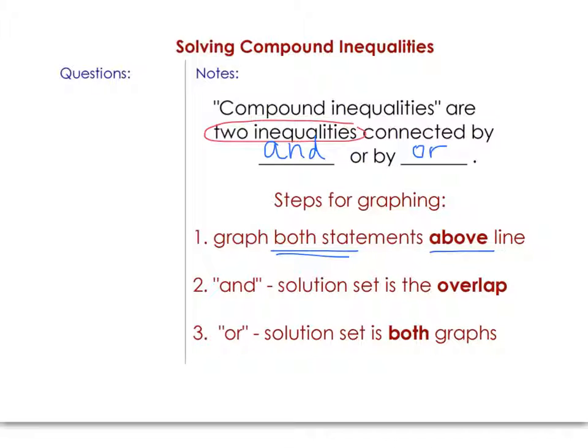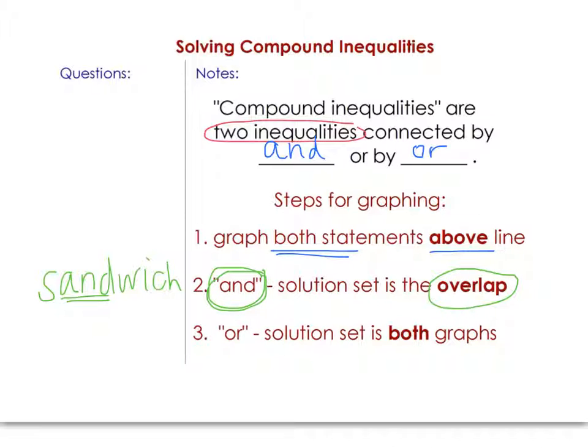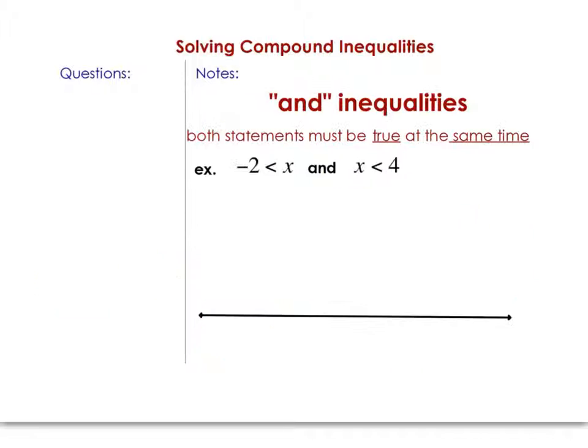If your problem is an "and" problem, the solution is the overlap. Think about a sandwich, which "and" is in the middle. An "and" inequality, your solution's the overlap of that middle part. Or you're going to have an "or" inequality. In that case, it's this or that. It's both graphs. So here's an example.